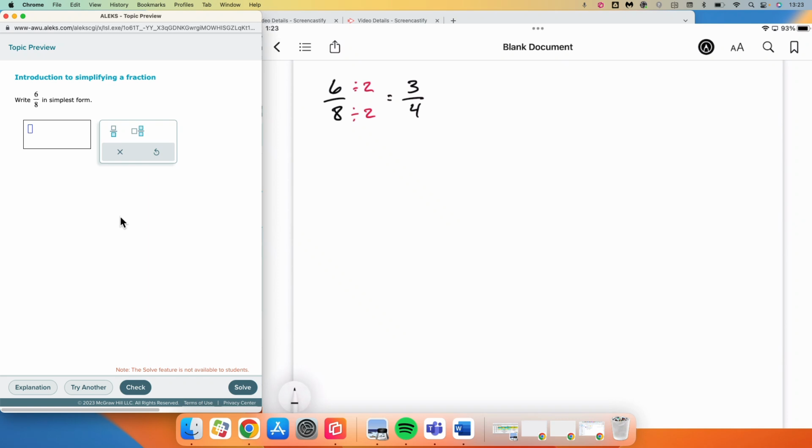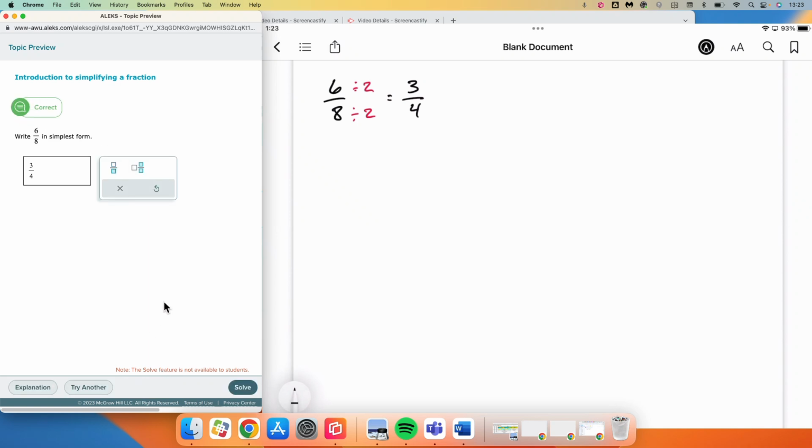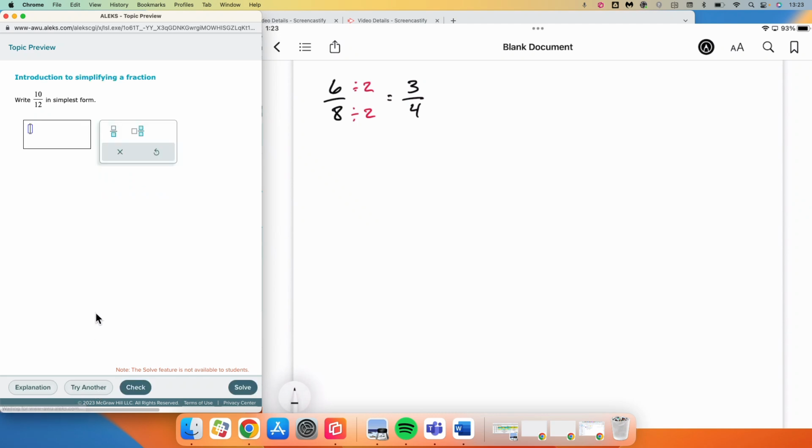Then I look at 3 and 4 and say, are there any numbers that 3 and 4 are both divisible by except for the number 1? And the answer is no. So that fraction is now in simplest form. The fraction 3/4 is equivalent to the fraction 6/8, meaning it has the same meaning. If we were to shade a figure and shade 6 out of the 8 pieces, we would shade the same amount as if we shaded 3 out of the 4 pieces. Those fractions are the same, just written in their most basic, simplest form.